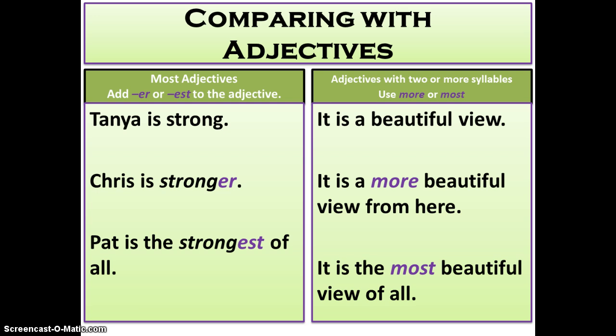Now let's look at using more or most. You use more or most with adjectives that have 2 or more syllables. It is a beautiful view. The adjective beautiful has 3 syllables. It is a more beautiful view from here. It is the most beautiful view of all.